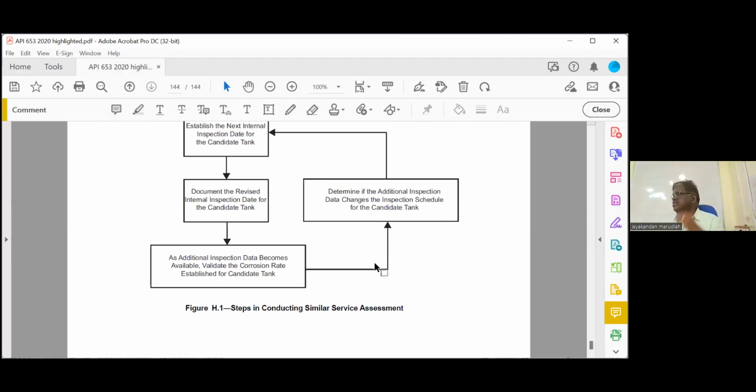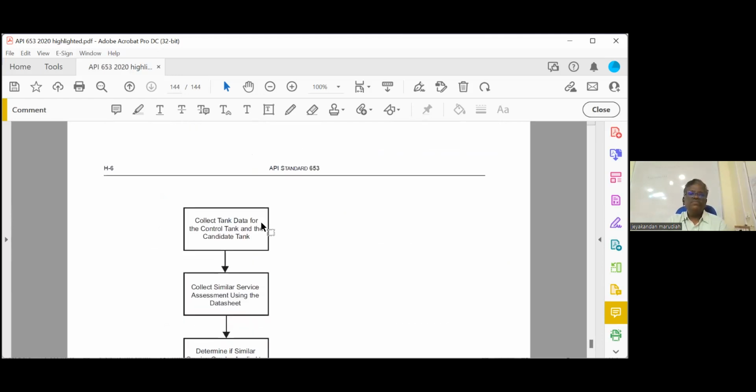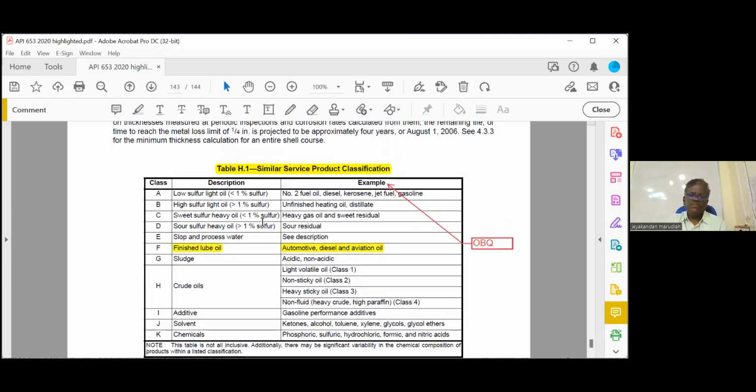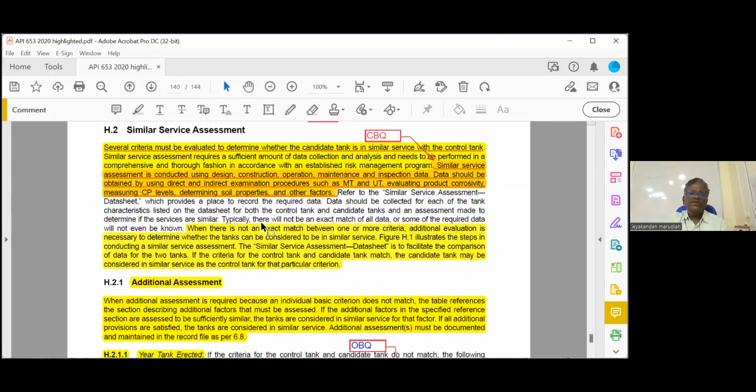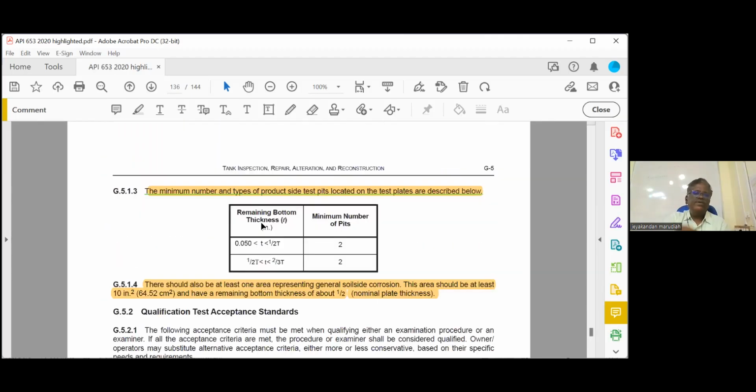That's all. 653. Sir, sir. Yes, please. Sir, in previous chapters, section G, you were mentioning the number of pittings in the bottom of the test piece. Is there any minimum number? I think G 5.1.3, sir. Okay.